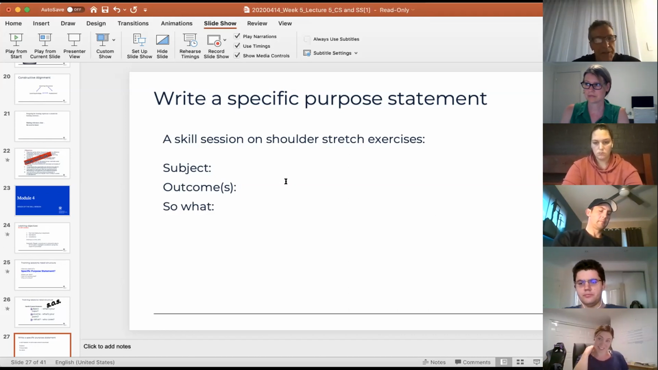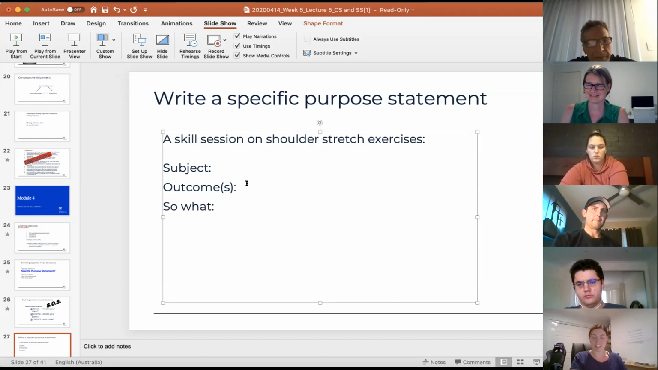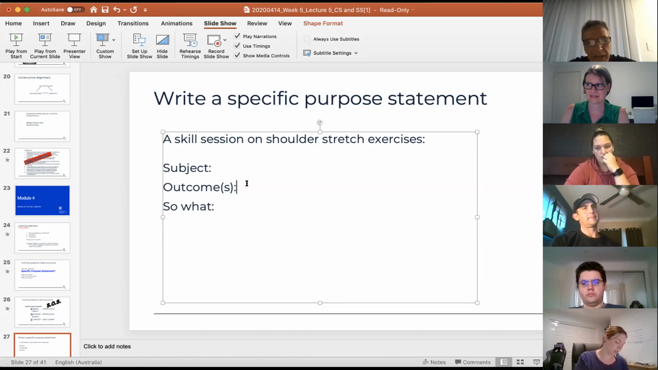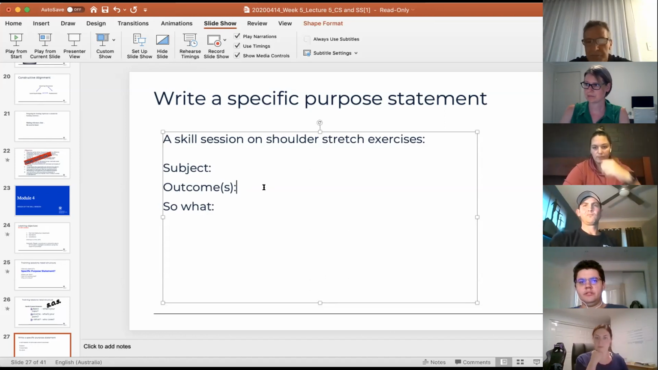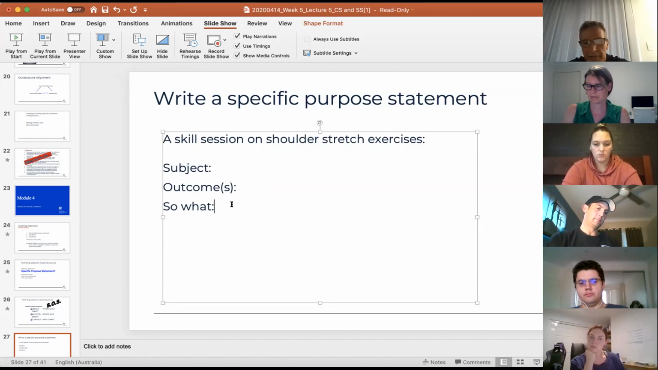Okay, so I think your subject is good. I think some of your outcome is part of your subject as well. Wouldn't the outcome be a well-stretched muscle? Yes, I guess so. And the implications of that would be then what you said. Now James has put in chat, subject would be exercise, the outcome would be improved physical condition. Or the outcome might be a stretched muscle, and the so what might be the improved physical condition.